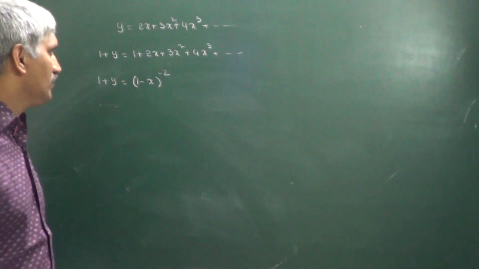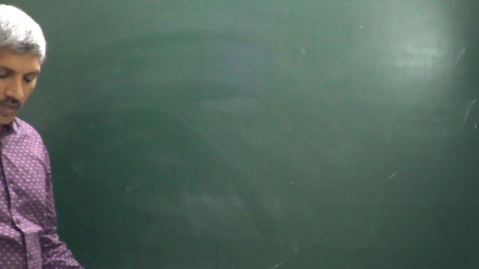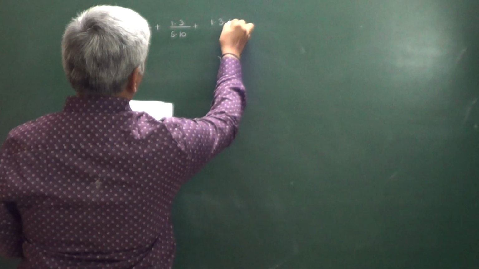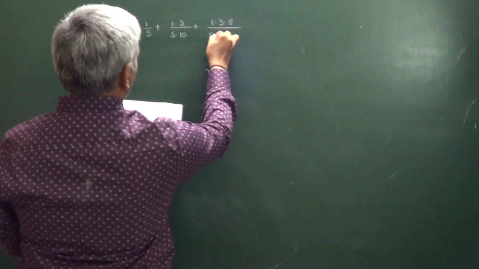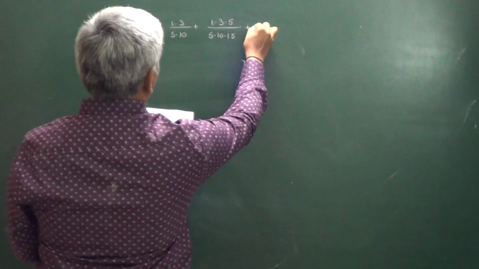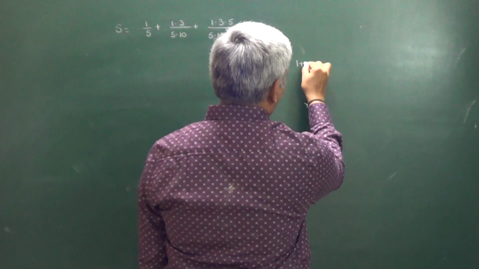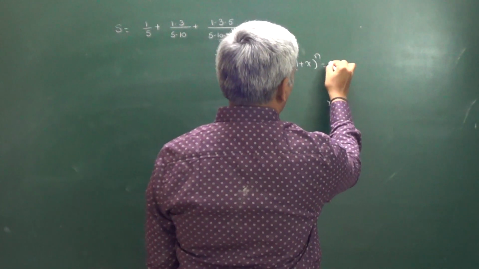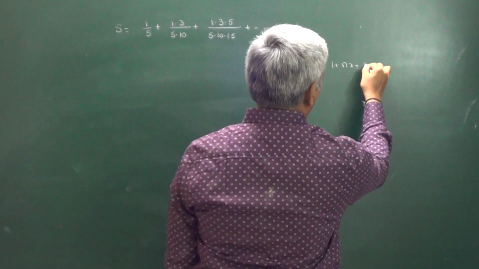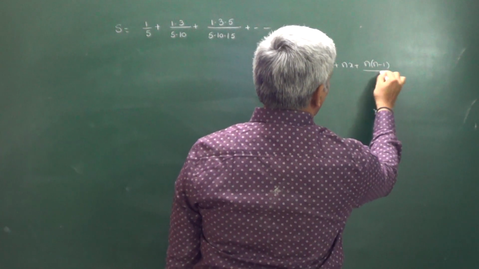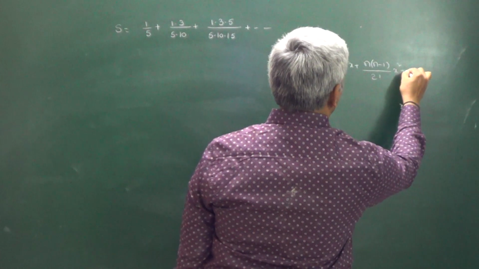So let's have a discussion of another question here. Now the question is given like this. S is equal to 1 by 5 plus 1 into 3 divided by 5 into 10 plus 1 into 3 into 5 divided by 5 into 10 into 15 plus and so on. He is asking what about its value. So as you know, the expansion of (1 plus x) whole to the power of n is equal to 1 plus nx plus n into (n minus 1) divided by 2 factorial into x square plus and so on.